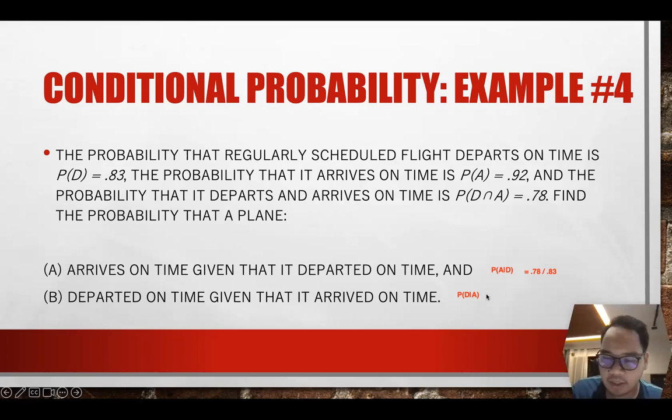Just do the necessary simplifications if it can be simplified, or let the calculator do the work. You can make this 78 over 83. Not sure if 83 is a prime. Anyhow, for number 2, the intersection is 0.78 divided by 0.92. I'm pretty sure they're both divisible by 2. So what's 78 divided by 2? 39. And 92 divided by 2 gives 46, if I'm not mistaken. So that's going to be the final answer, 39 over 46, if it cannot be simplified even further.